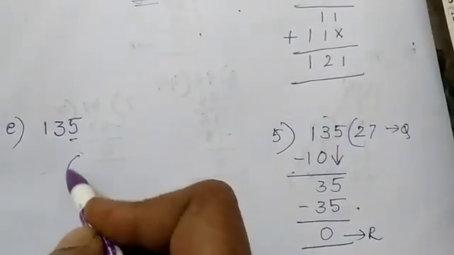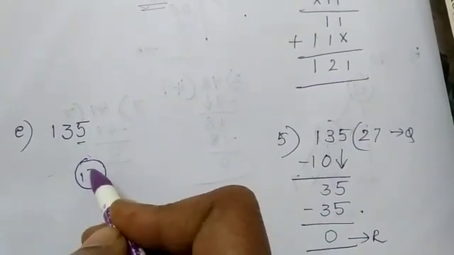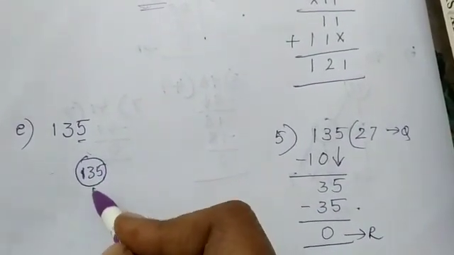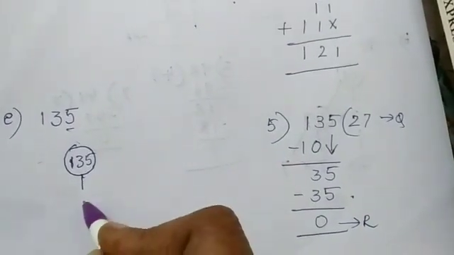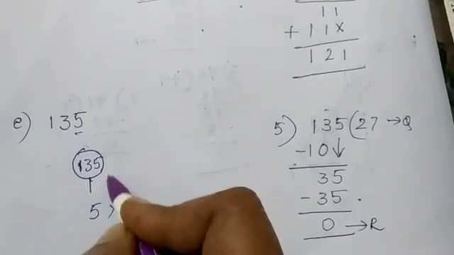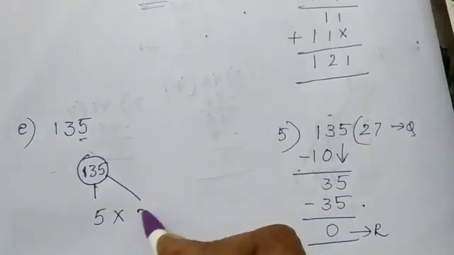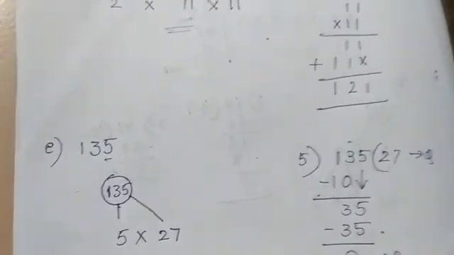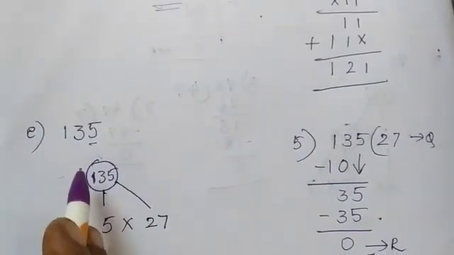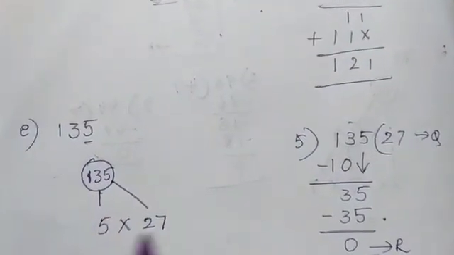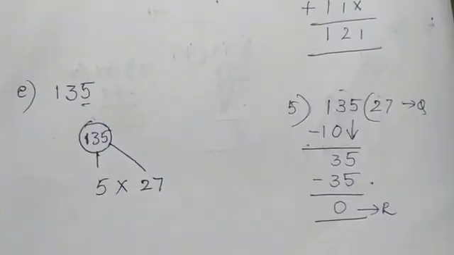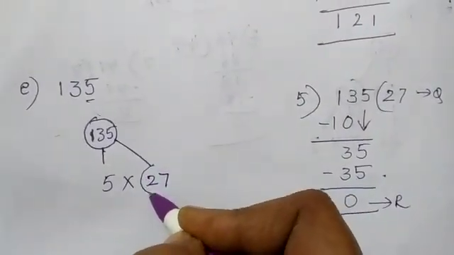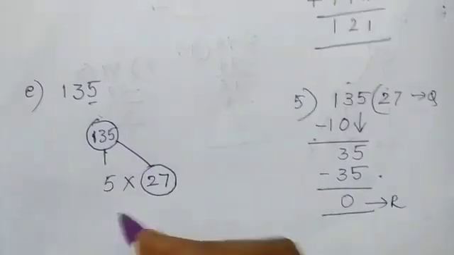So 135 can be written as 5 into 27. Always remember, while you are dividing the given number, you should divide it by a prime number only. You have to take a prime number only. Okay, now here 27 is a composite number.